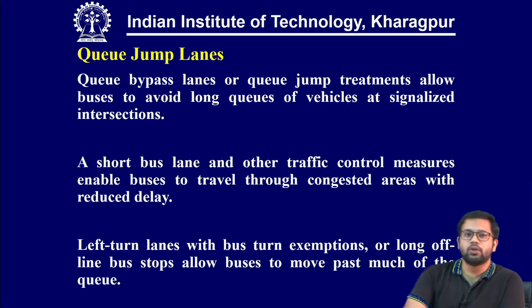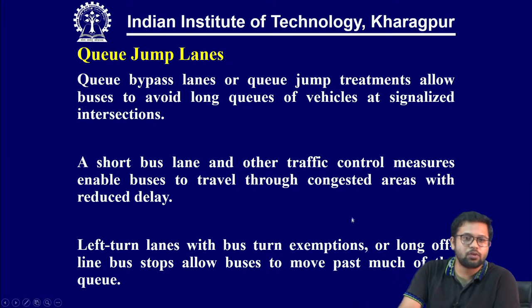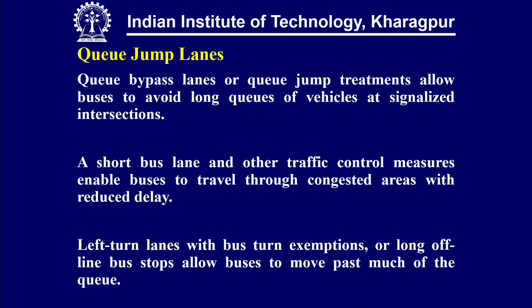Now, you also know that the major delay to buses occurs at the intersections due to queuing and congestion and all other aspects. So, instead of going for an exclusive bus lane, we can provide a queue jump lane to buses. A queue jump lane is nothing but the bus is allowed to jump the queue of vehicles, as the name suggests, by providing an additional space for buses only near the intersection.